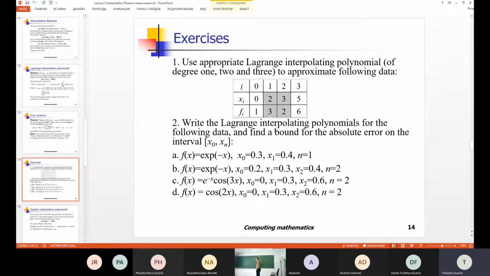Minus x plus 5, if you substitute these values of x, you get these values of y. Fine. The computations are not very hard. You just should substitute and simplify correctly.